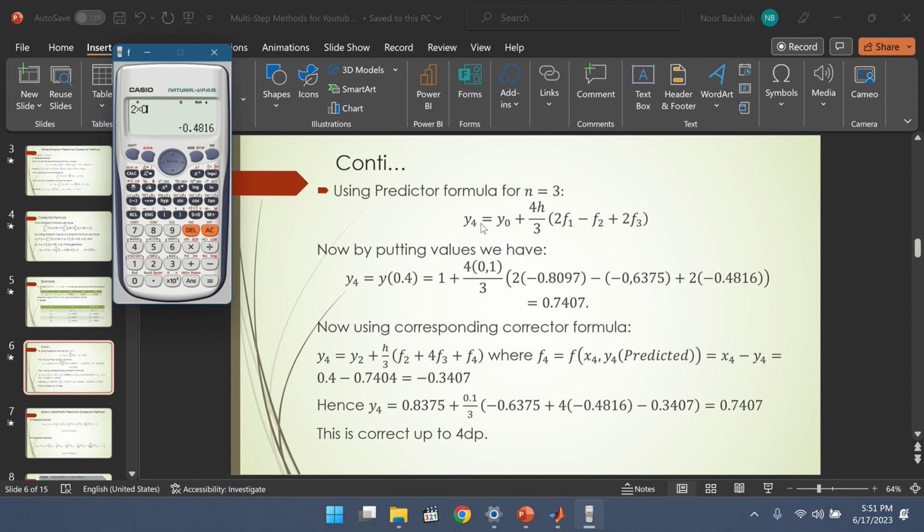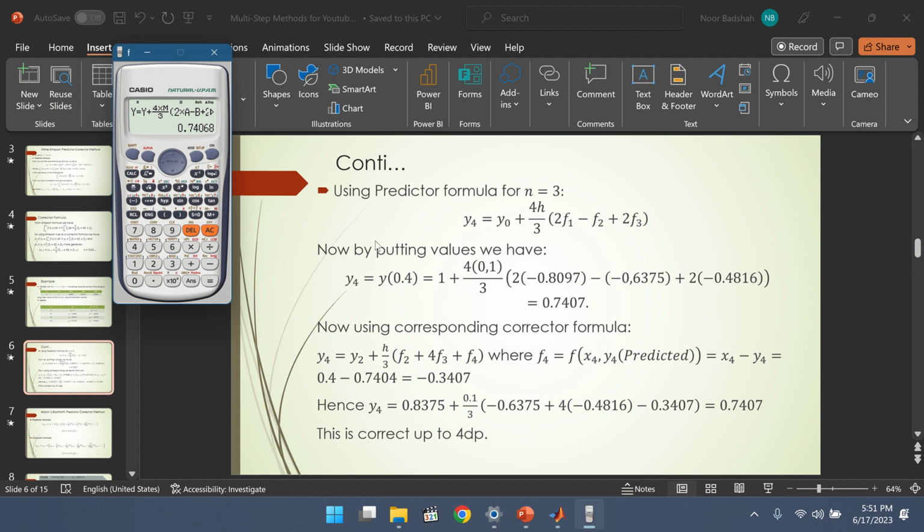Okay, because you see I'm now using 4f3 instead of 2f3. So if I multiply this by 2, I'll get 4f3, and then I press equal. So x is 0.4. Now you see that we're getting exactly the same value, 0.74068.